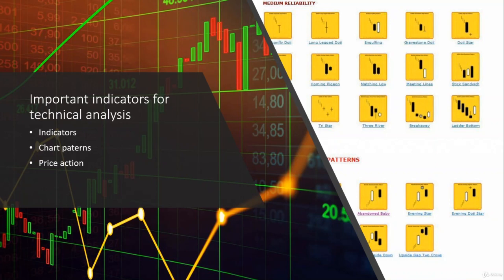Right now you understand all the tools that we are gonna use. Now it's time to use them on a real chart, and that's what we are gonna do in our next classes.